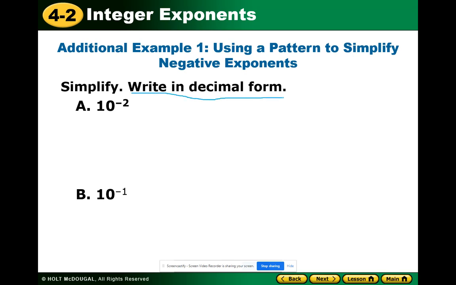So to write it in decimal form, we first need to write it in fraction form. I always think in 2 steps. So I have a negative here. If I always write this with a 1 over it, does that change anything, Carson?